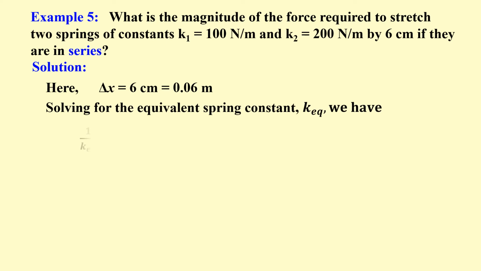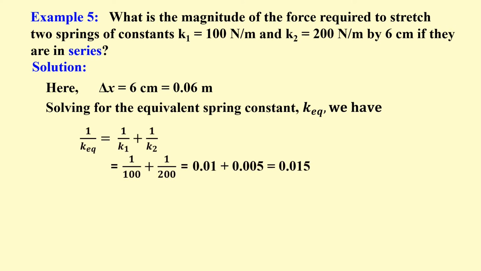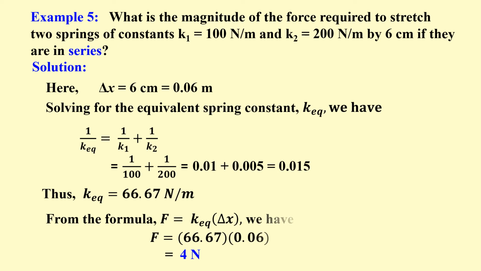Solving for the equivalent spring constant K sub EQ, we have 1 over K sub EQ equals 1 over K1 plus 1 over K2. Substituting values and simplifying, 1 over K_EQ equals 0.015. Finding the reciprocal, K_EQ equals 66.67 newtons per meter. So, from the formula F equals K_EQ times delta X, we have F equals 66.67 times 0.06 equals 4 newtons.